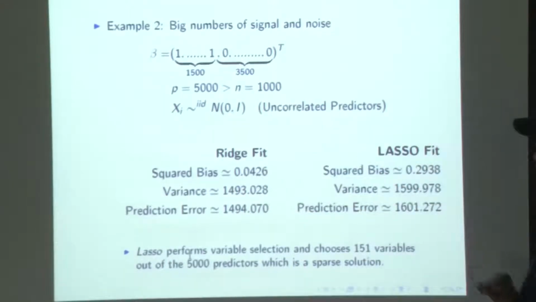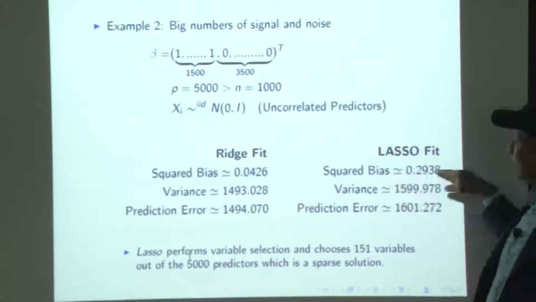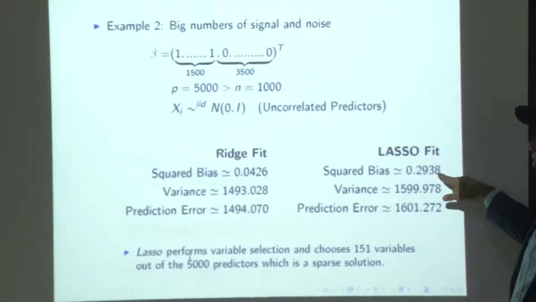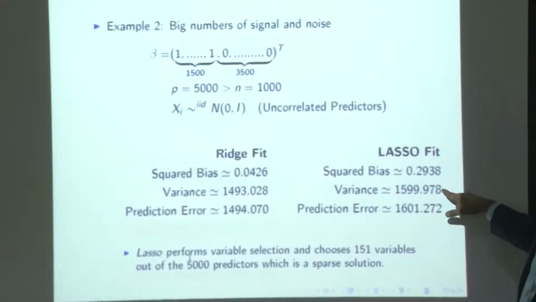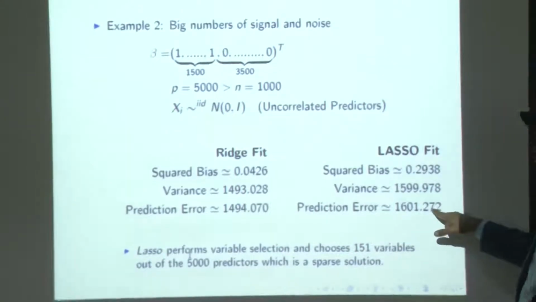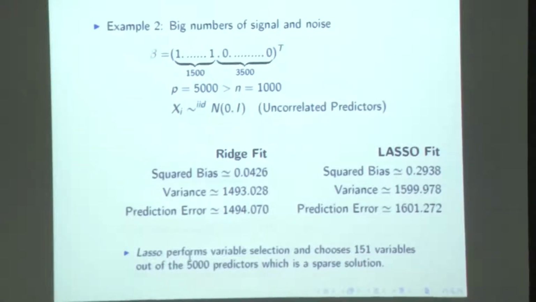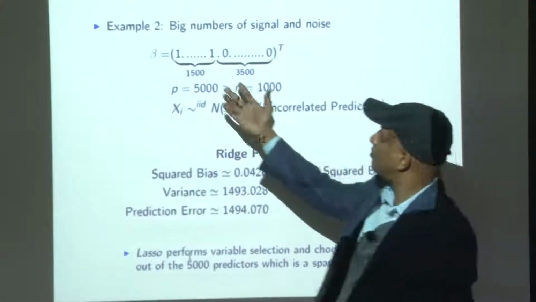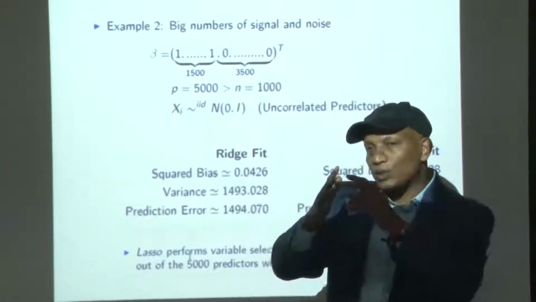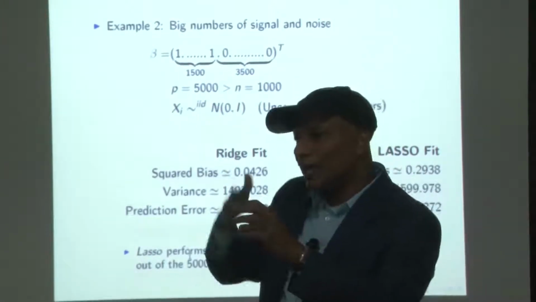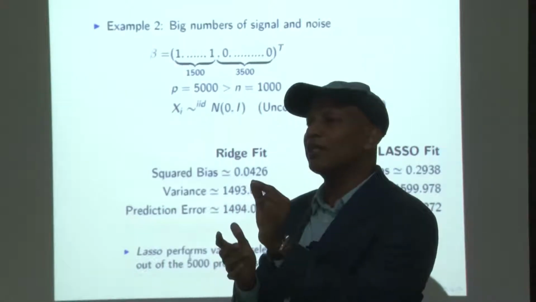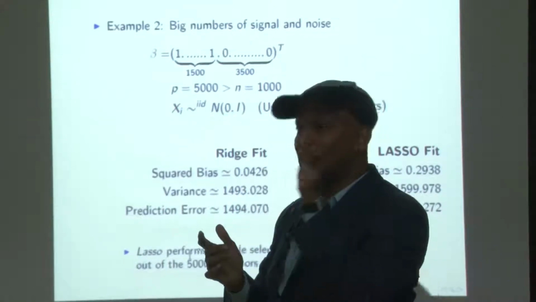In this case, look at this result. What do you see? In terms of the quality of the estimator, bias, Lasso has a lot more bias. In terms of the variance, Lasso has higher variance. In terms of the prediction error, higher prediction error. And Lasso chose 151 variables. So if you have a large number of signals, since Lasso has a tendency to delete as much as it can, it might happen that you are deleting some of the signals as well.